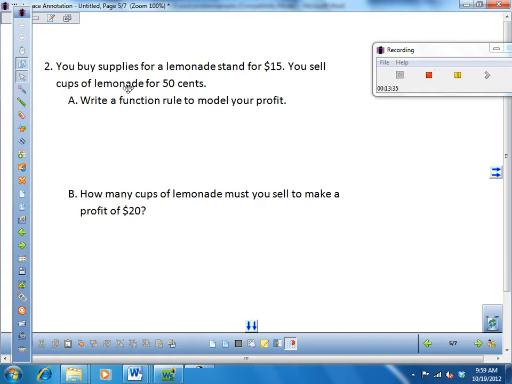Okay. You buy supplies for a lemonade stand for $15. You sell cups of lemonade for 50 cents. Write a function rule to model your profit.